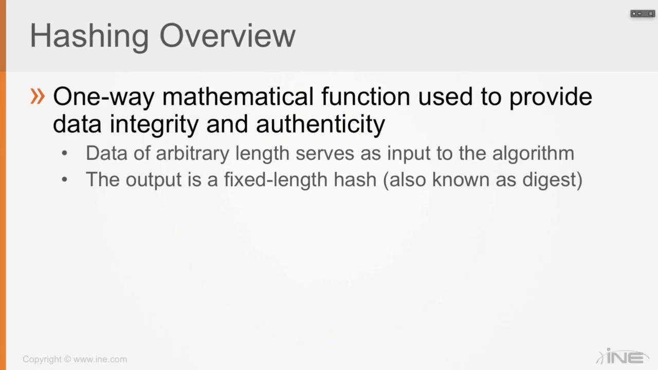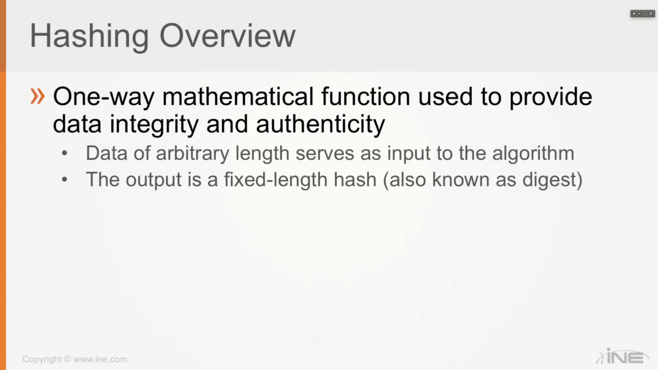So hashing is going to make use of a one-way mathematical function to provide data integrity and authenticity. It depends, of course, on where you use the hashing function. It may provide data integrity, so it's going to ensure that data was not modified in an unauthorized way in transit or at rest. And data authenticity means it's going to confirm that the message was sent by the real sender, not by a spoofed sender or a malicious attacker.